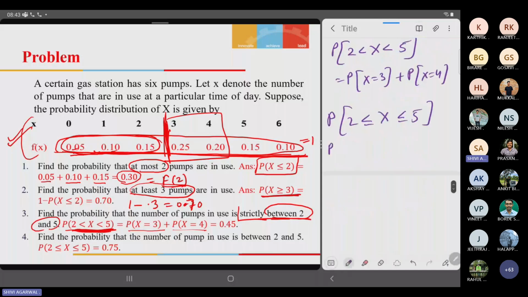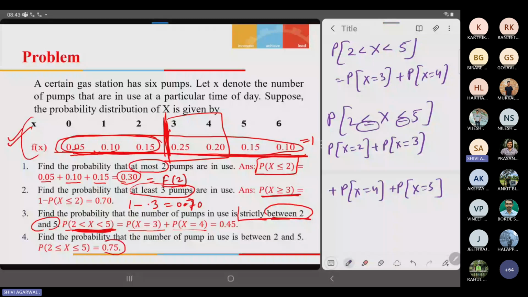So in that one, we have to include x is equal to 2 also. Probability when x is equal to 3 plus probability of x is equal to 4 plus probability when x is equal to 5. Okay. So we are including here 2 and 5 also, and that is 0.75. So we are just adding this one, that is 0.15 plus 0.25 plus 0.20 plus 0.15. That will become 0.75 here.